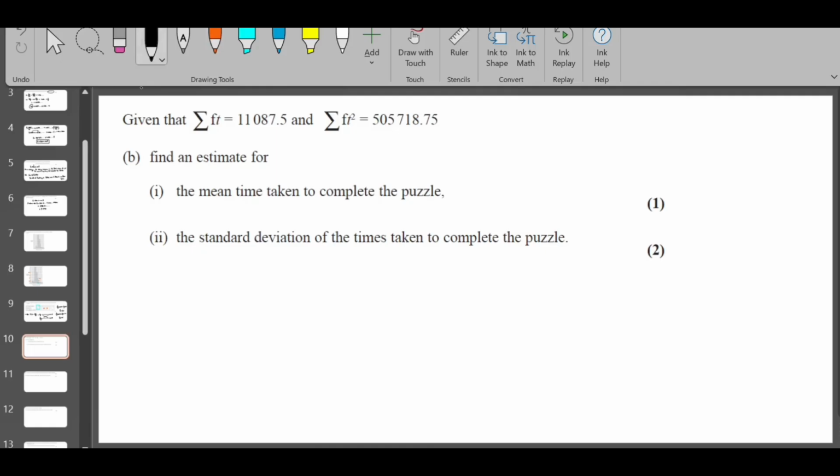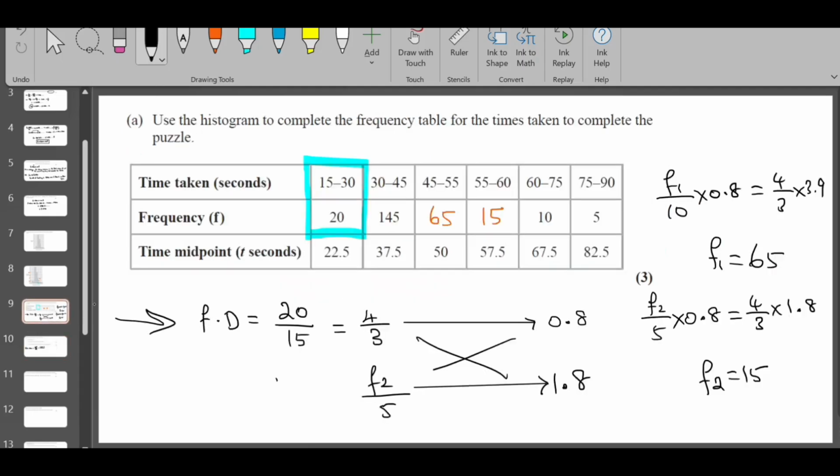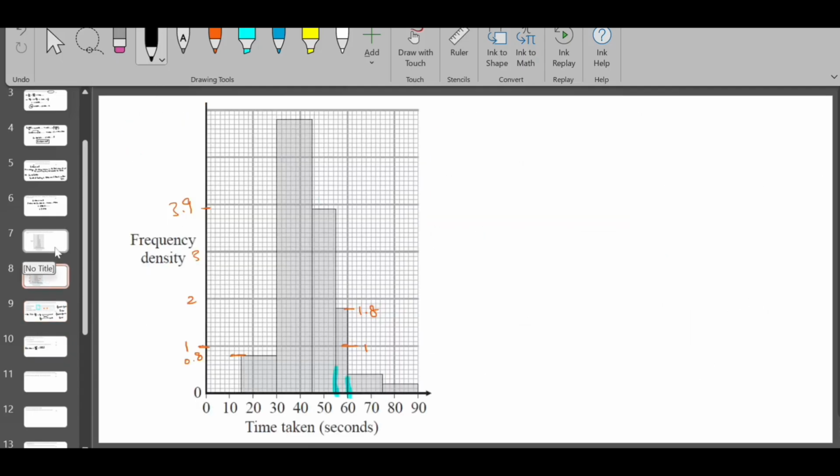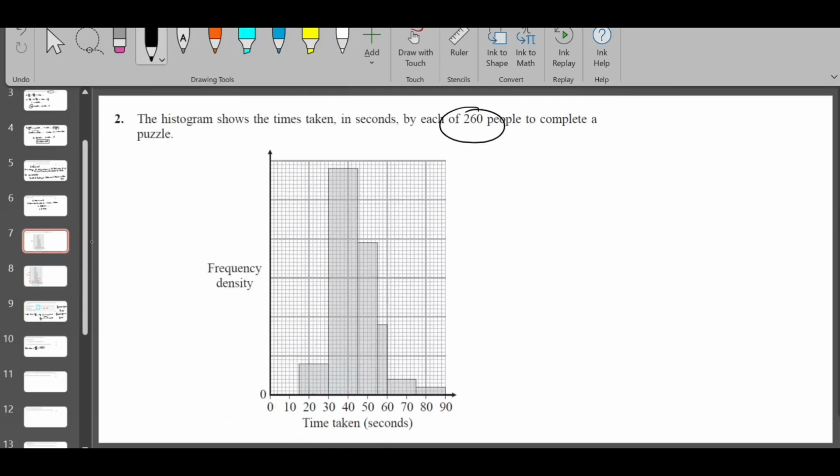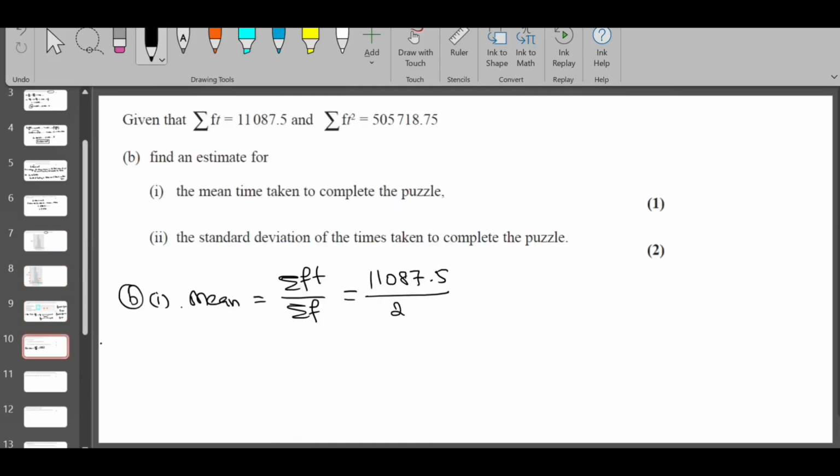Part B now. You have sigma fx square given. Find an estimate for the mean time taken. For the mean, the formula is sigma fx over sigma f. So 11087.5 divided by what's sigma f? Sigma f, you need to add all the frequencies, but it's given here already, 260. Divide by 260, you will get this answer.